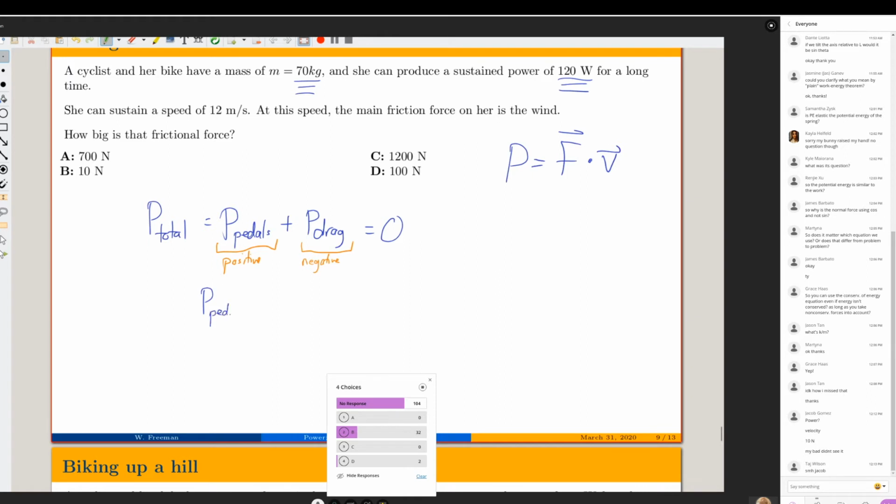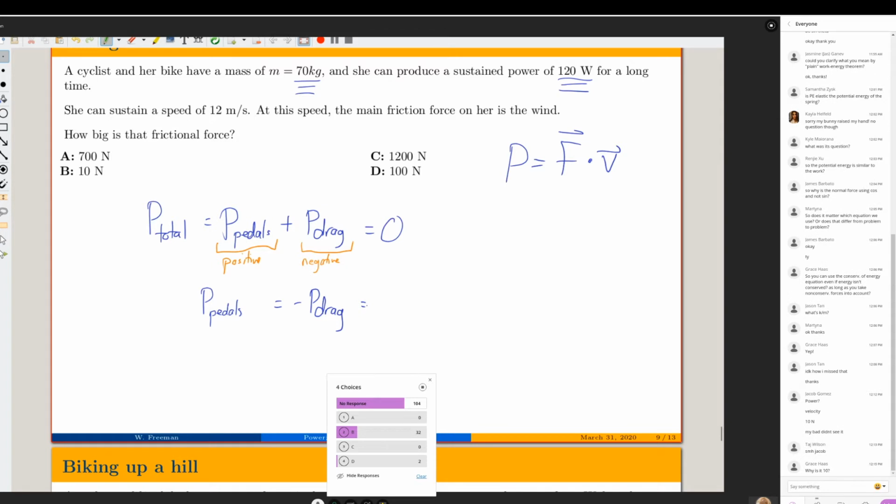So that tells me that the power on the pedals is minus the power from drag, which is minus the force of drag times the velocity. So this minus sign is that one, and that minus sign comes from the dot product, since the force of drag is opposite the velocity. Why is it 10?